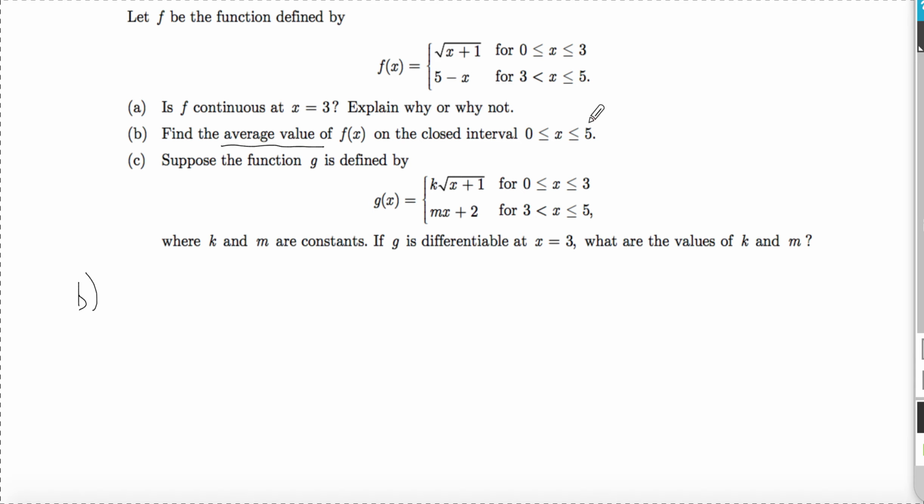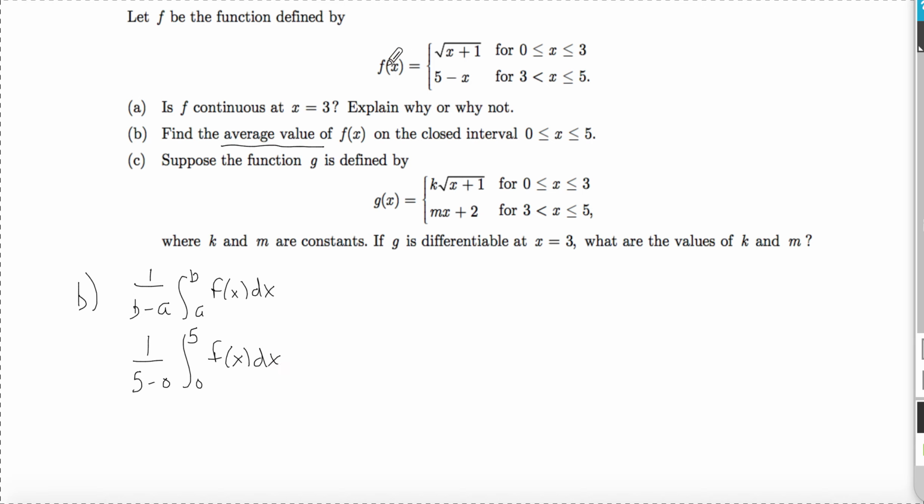I would just write out the general expression for that. When we see average value, that is one of our formulas we need to remember. It's 1 over b minus a, the integral from a to b of f of x dx. Let's just write out what they're describing here then. That'd be 1 over 5 minus 0, the integral from 0 to 5 of f of x dx. All right. That is what we need to actually evaluate here.